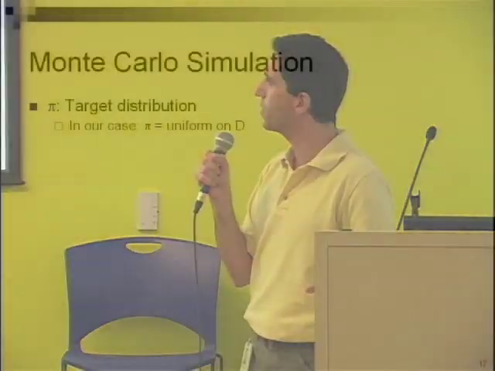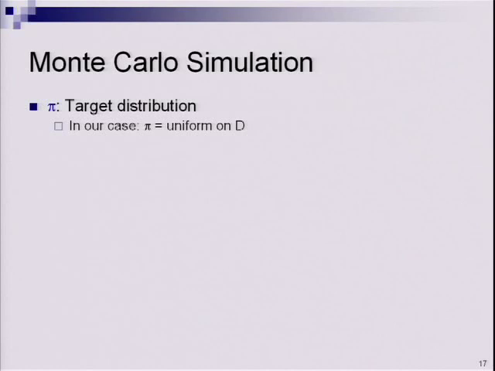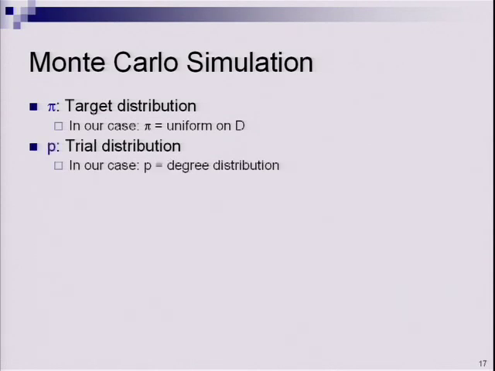Okay, so what is a Monte Carlo simulator? This is an abstract description of a Monte Carlo simulator. It has some target distribution pi. This is a distribution we want to sample from, but it's hard to do it directly. In our case, pi is the uniform distribution over D. On the other hand, we have P, which is the trial distribution. This is a distribution on the same space, which is easy to sample from. In our case, P will be the degree distribution over documents.